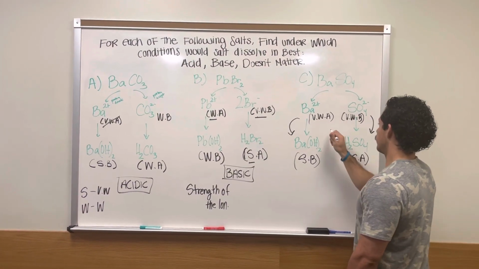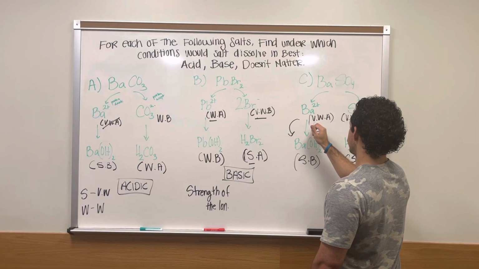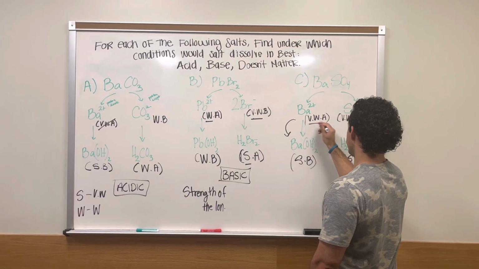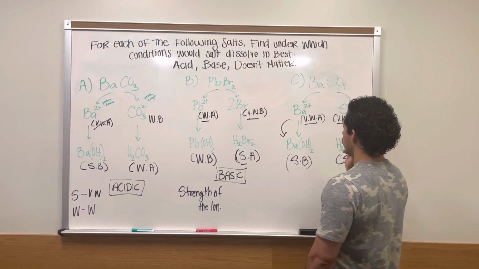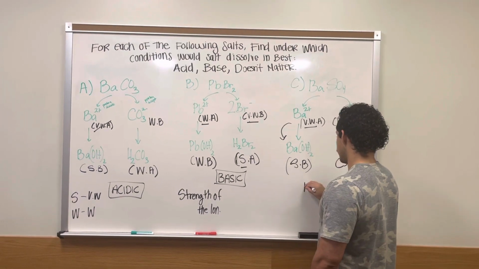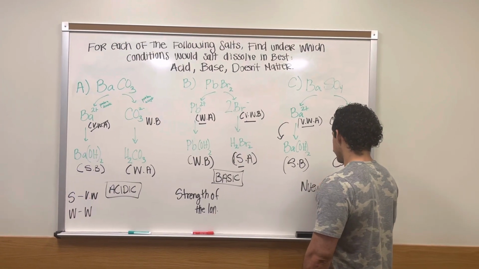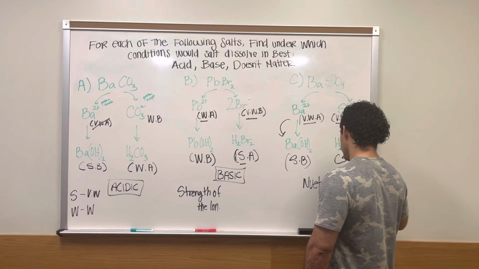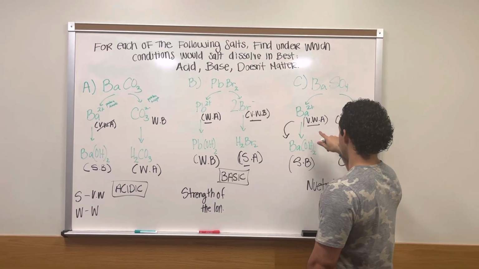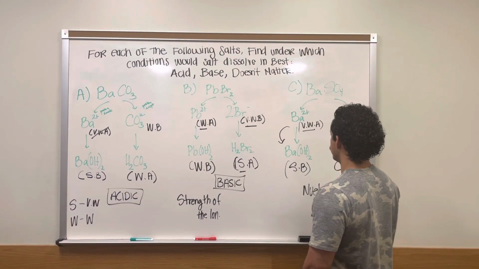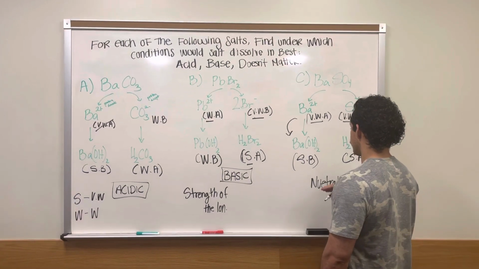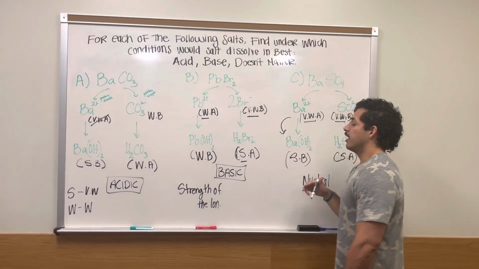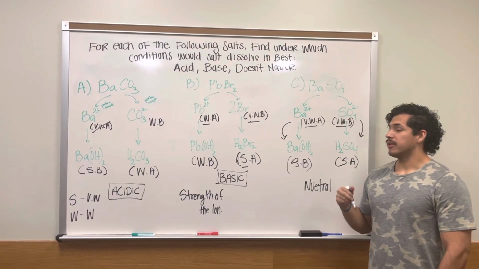Now, since we have our ions and we've determined their strength, that they're both very weak, then we can come to the conclusion that the solution that it prefers is neutral. It can go into either one, meaning that if we put it in a basic solution or in an acidic solution, they're both going to dissolve very little but at equal rates.